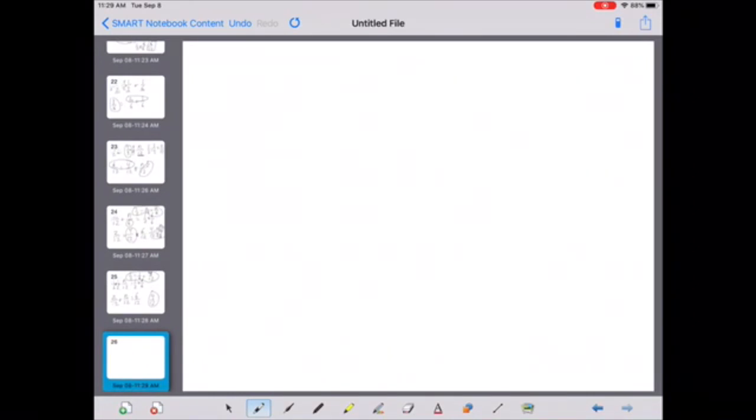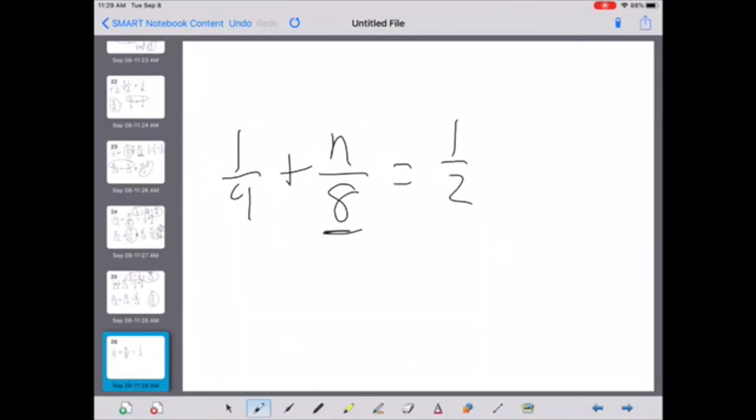Okay, next one. 1 yellow plus some dark blues. So 1 yellow, and I look at the top, a yellow is 1/4, plus some dark blues. I don't know how many, but I know dark blues are worth 8, and that equals 1/2. Switch them all to 8ths.